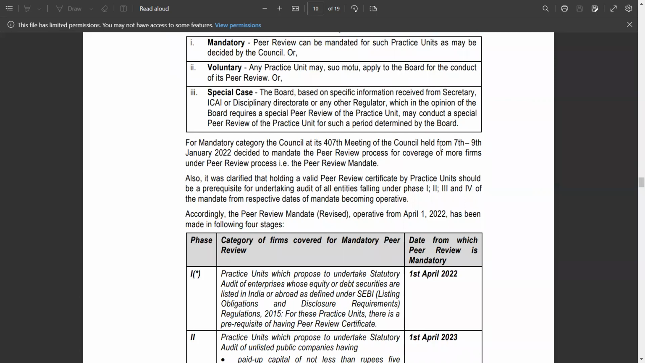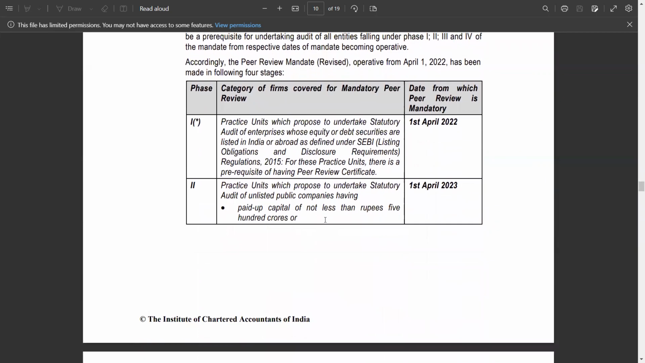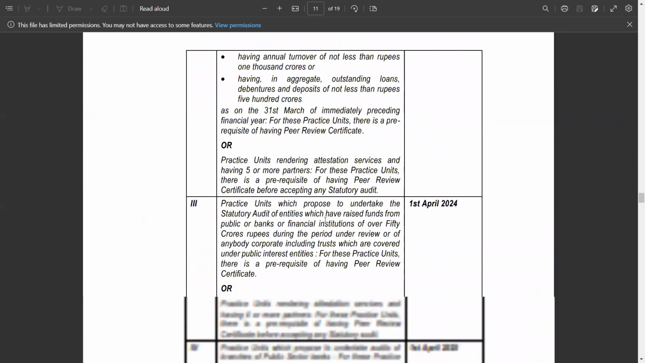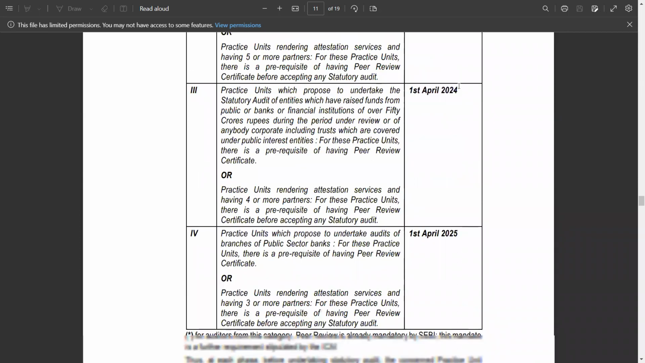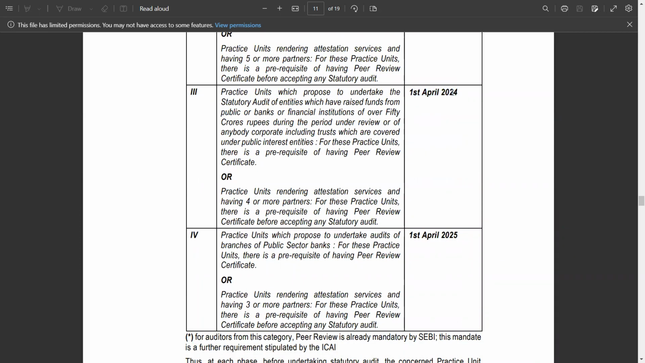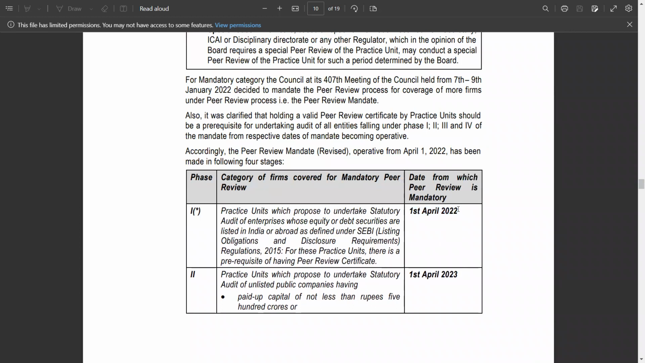Now, you can read this yourself, not that much important. Accordingly, the peer review mandate operative from April 1, 2022 has been made in the following 4 stages. So instead of 4 phases which describe the types of entities, this has been amended as phase 1, phase 2, phase 3, phase 4. Phase 1 and phase 2 are most important ones. Phase 3 and phase 4 will be applicable in April 24, April 25. So maybe ICAI is going to ask questions on applicability of peer review to entities which are recent, like 2022, 2023.